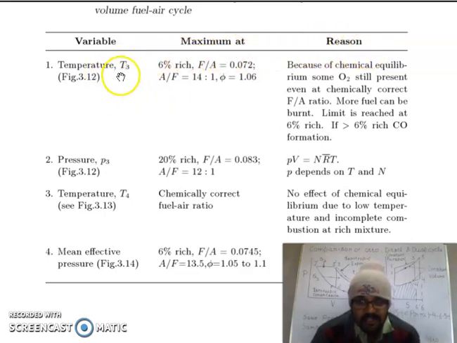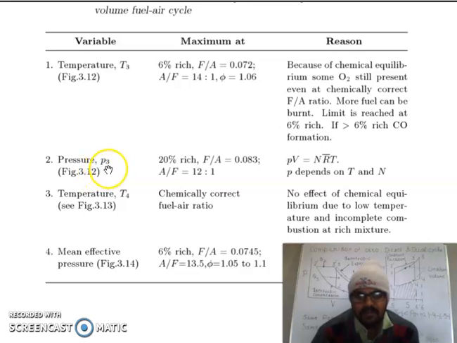First is temperature T3, the temperature after heat addition. The maximum temperature T3 occurs at a 6% rich mixture, which means 14:1. The reason is chemical equilibrium: some oxygen is still present even at the chemically correct fuel-air ratio, so more fuel can be burned. The limit is reached at 6%. Beyond 6% rich, carbon monoxide forms. If the mixture is rich, we have less air to burn, and we get partial combustion products, that is carbon monoxide.